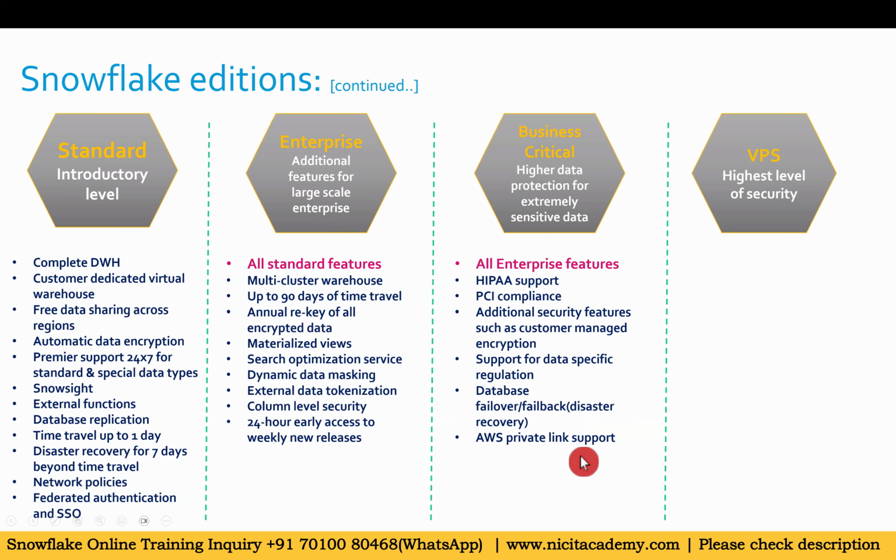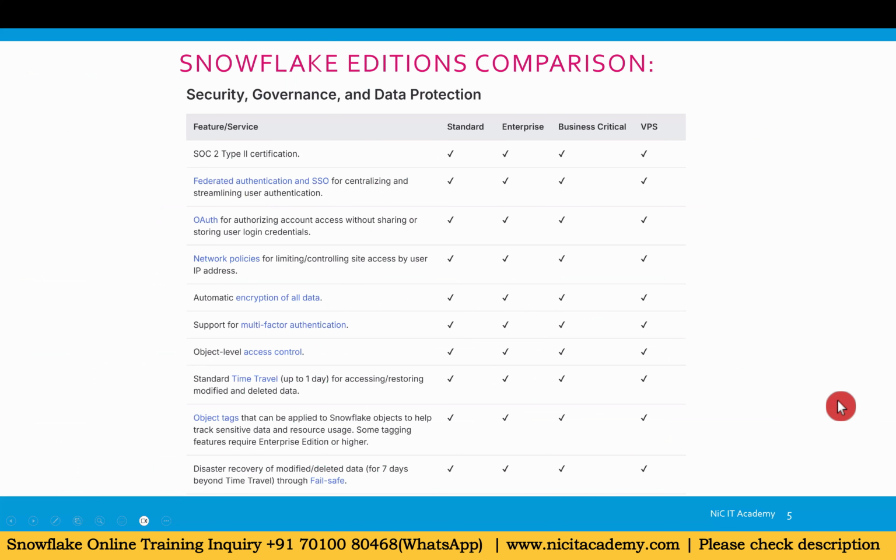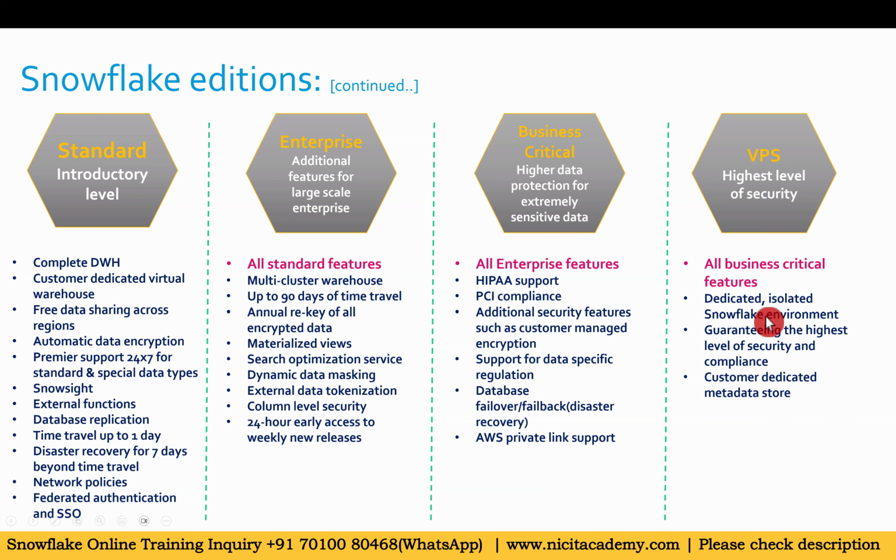So AWS PrivateLink support, so we can create some private cloud also. And all the Business Critical features. In addition to that, an isolated Snowflake environment. Snowflake runs on AWS, Azure and so on, and there we have Canada Central or another particular region. But here, Snowflake will create a dedicated separate AWS account for us, or a GCP or Azure account. They will create a Snowflake environment with the highest level of security and a customer dedicated metastore. All this we can have in this particular edition.